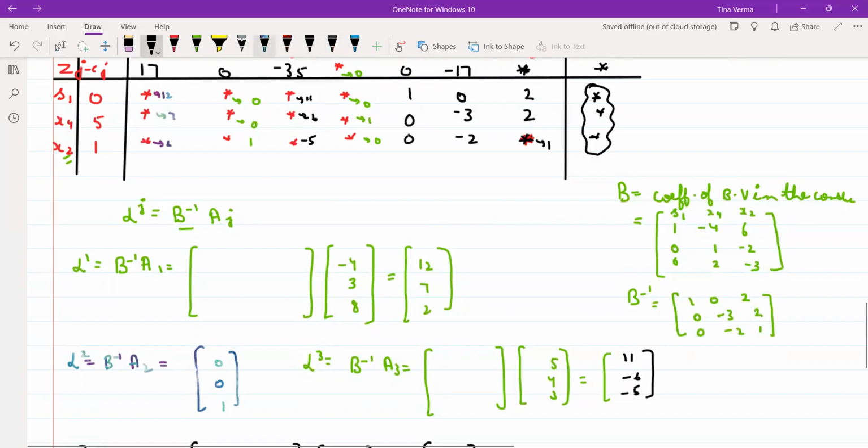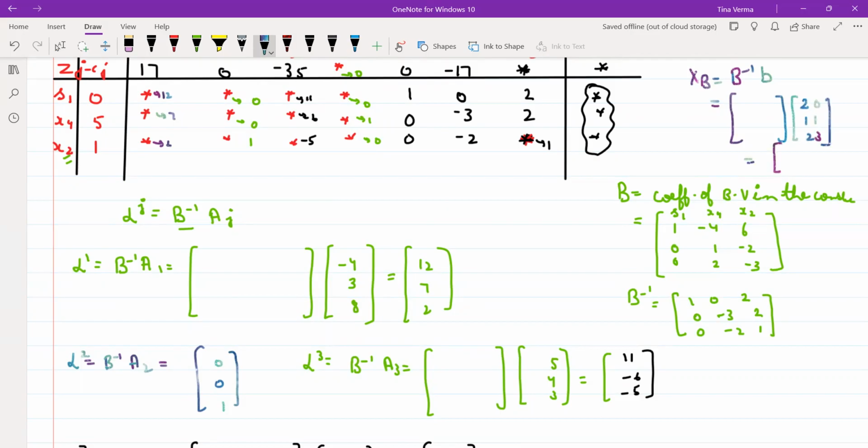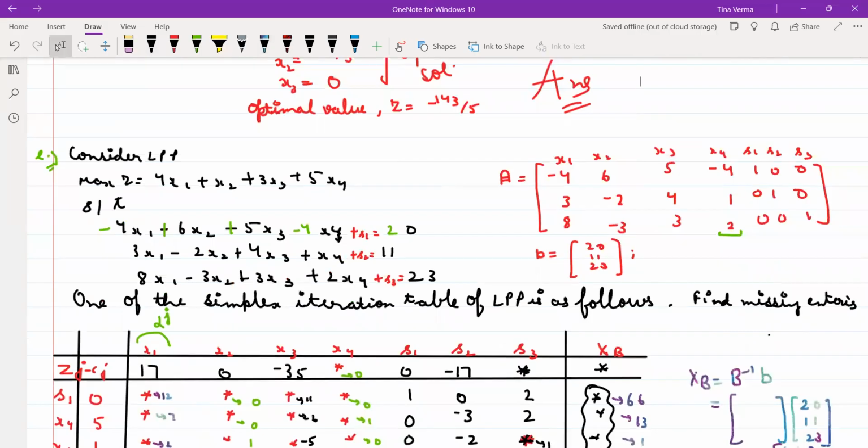Next, the entries of this thing. इसका मैंने आपको फॉर्मूला लिखवाया था that my XB is nothing but B inverse into b, right? B inverse you have calculated, and small b means the right hand side. Right hand side is 20, 11 and 23. So when you will multiply, it will give you answer as 66, 13 and 1. Is it clear?